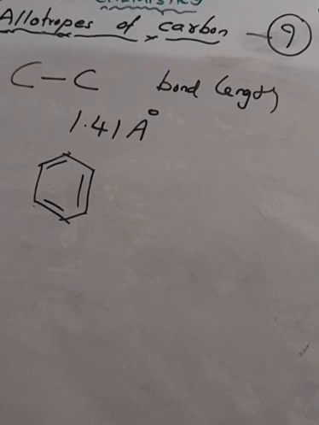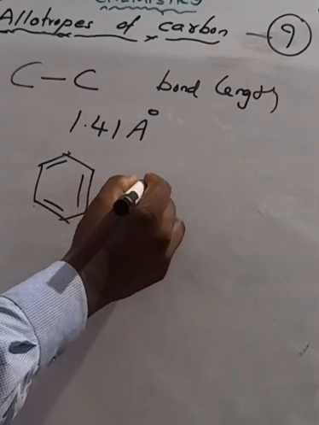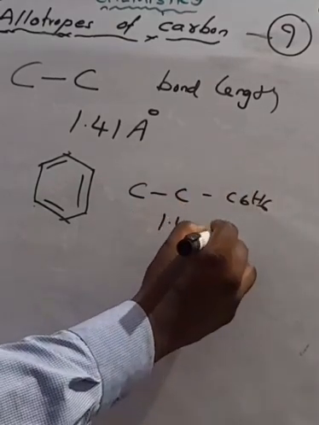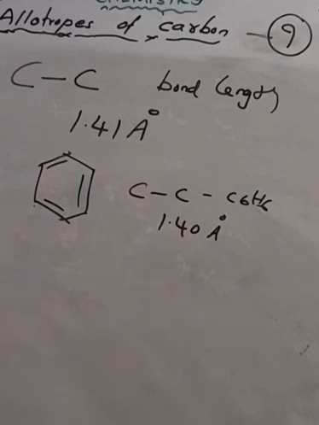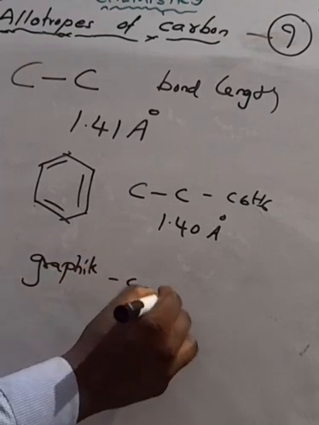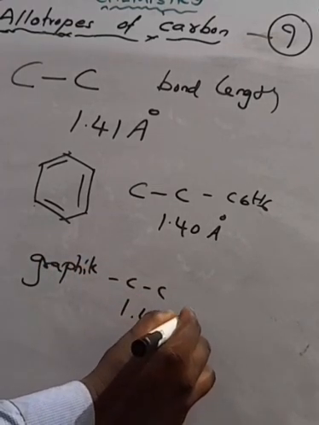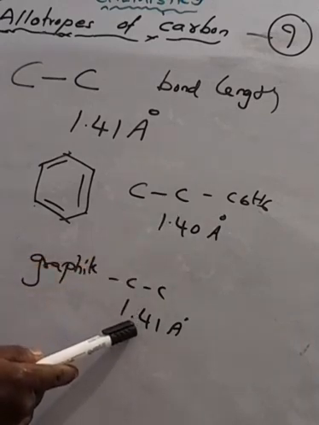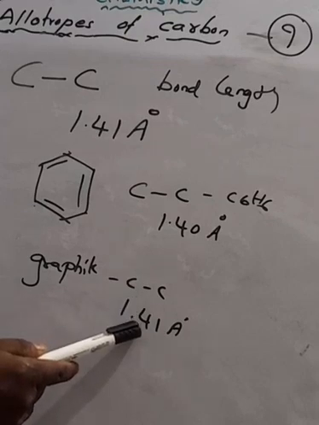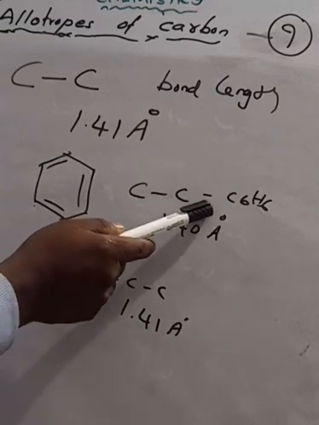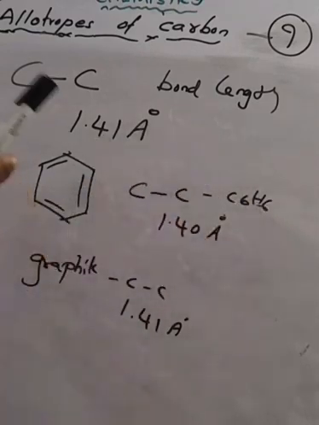So the carbon-carbon bond distance in benzene is about 1.40 Angstrom. But in our graphite, the carbon-carbon bond length is 1.41 Angstrom, which is very close to the carbon-carbon bond distance in benzene. What is the theoretical value? 1.4 Angstrom.